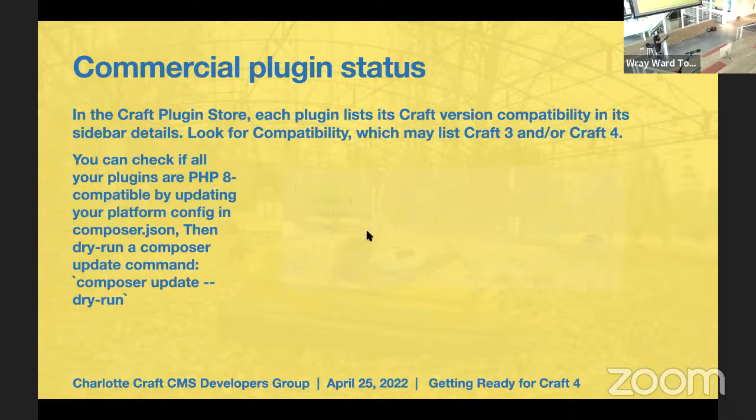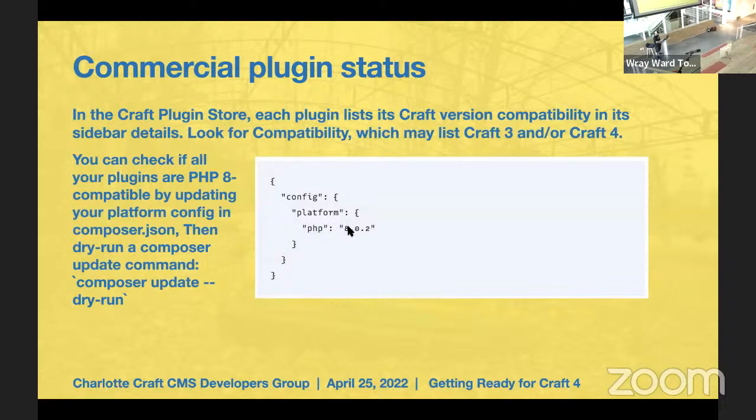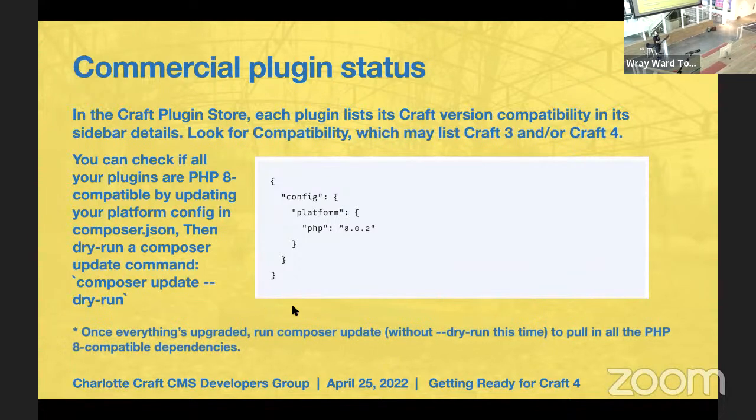Just change your platform requirement to 8. I've been running 8 locally for a couple months now. Probably most people are too. And then when you get in there, do a composer update dry run so that you're not actually updating anything. It will tell you either it worked, or nope, didn't work. Once everything's upgraded, just run it without dry run and you'll be good.